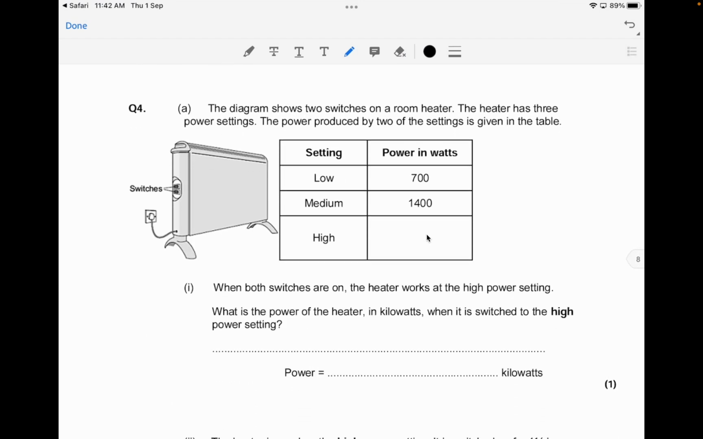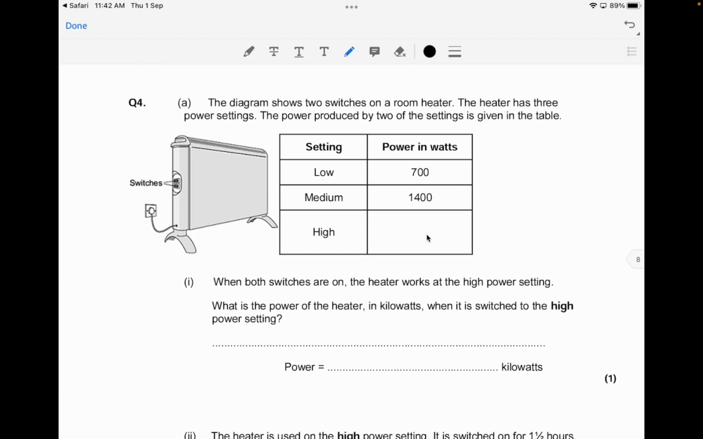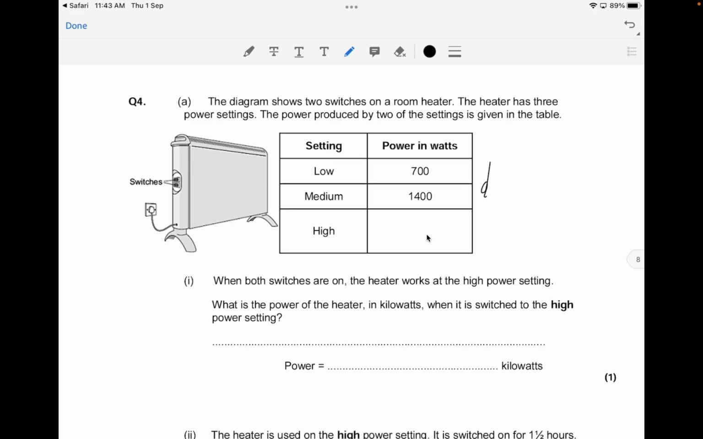Now, the next question is the diagram shows 2 switches on a room heater. The heater has 3 power settings, and the power produced by 2 of the settings is given in the table. So you guys can see the power in watts. What is the power of a heater in kilowatts when switched to high power? So as you guys can see, if you calculate the difference, it's going to be a difference of about 700 plus. So it's going to be a plus 700.